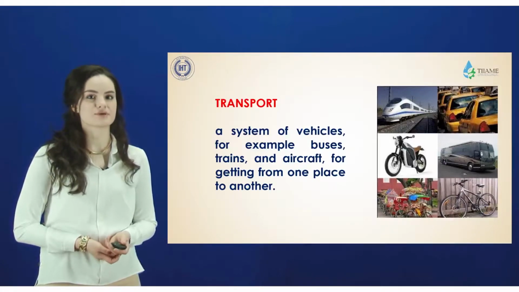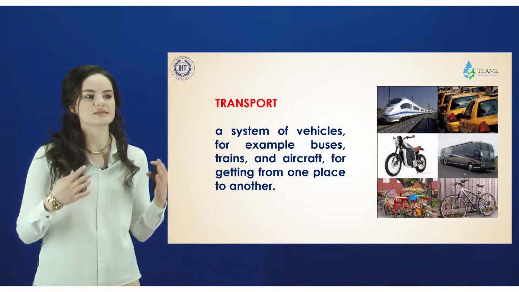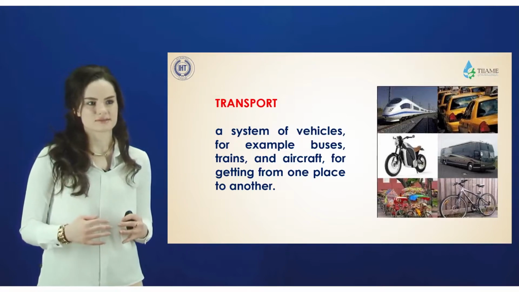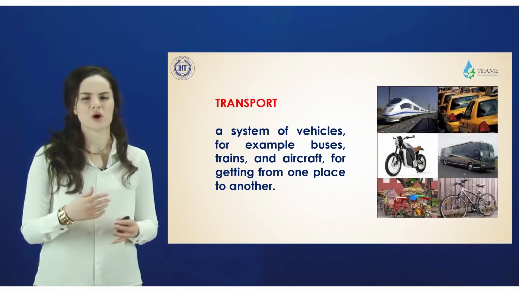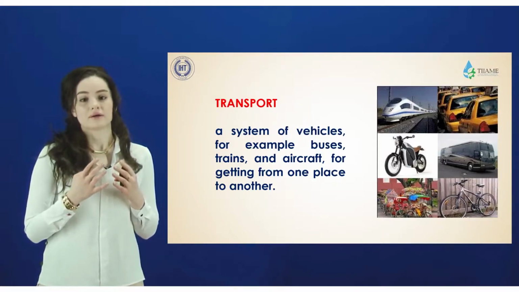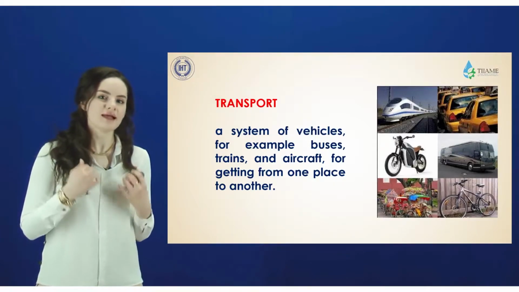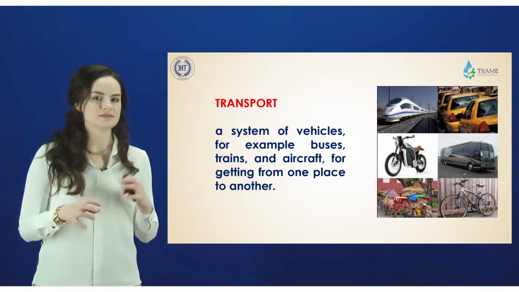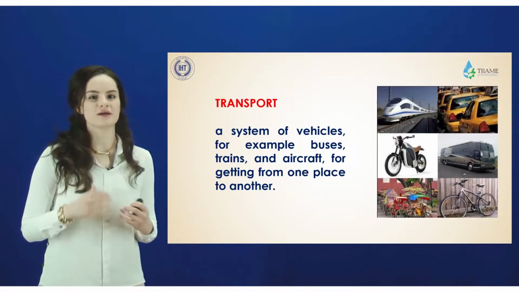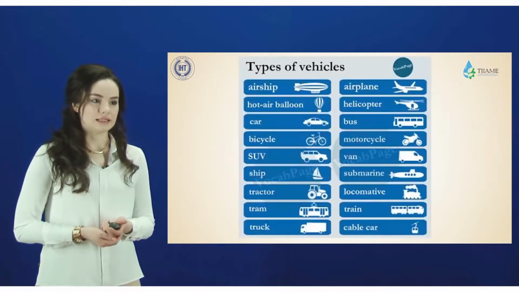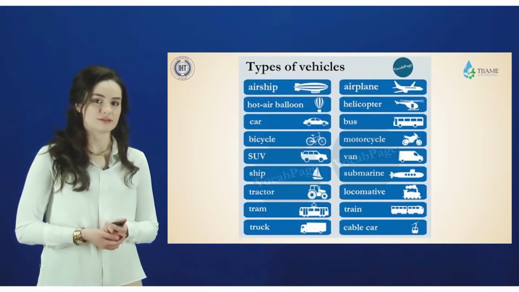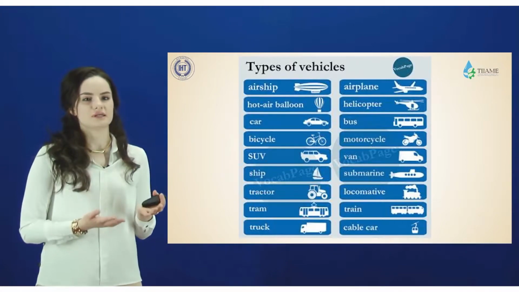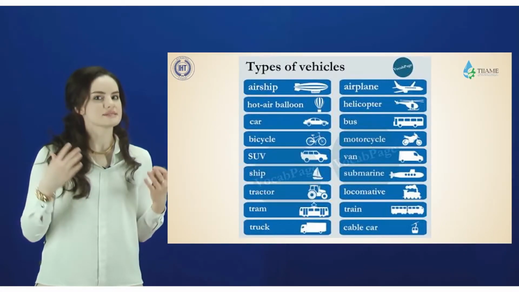Firstly, what is transport? Transport is a system of vehicles, for example, buses, trains, and some other vehicles that may help us to move from one place to another to reach our destination. And actually there are so many types of vehicles. They are represented, maybe not all of them, but some of them.